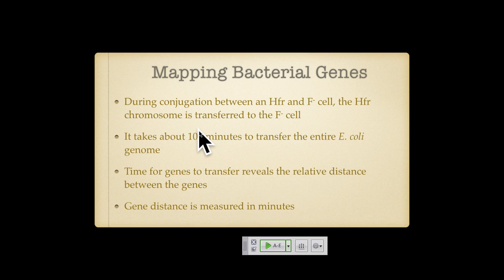So the E. coli genetic map is mapped out in minutes based on how long it takes to transfer from one gene to the next. It's all based on these conjugation studies. So the time that it takes to transfer the genes gives you the relative distance between the genes.